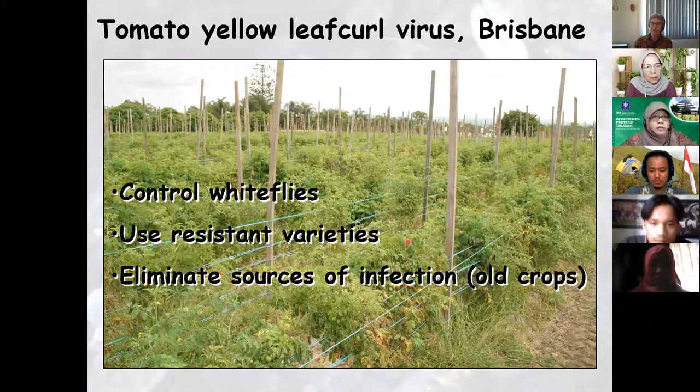This virus is generally not a big problem anymore. Whiteflies are being controlled, but that's not the main thing. Resistant varieties are being used, so resistant to the virus, and sources of infection of the crop have been eliminated as well. So if you use all these means, the disease is fairly well controlled now.